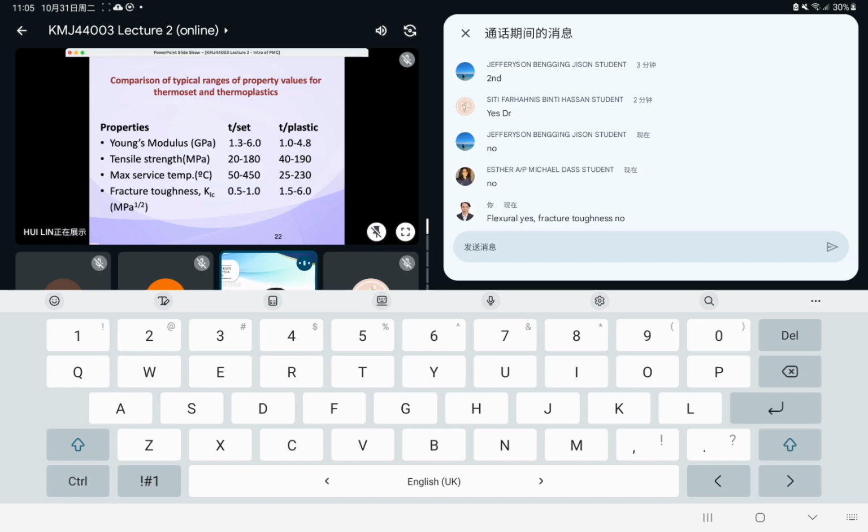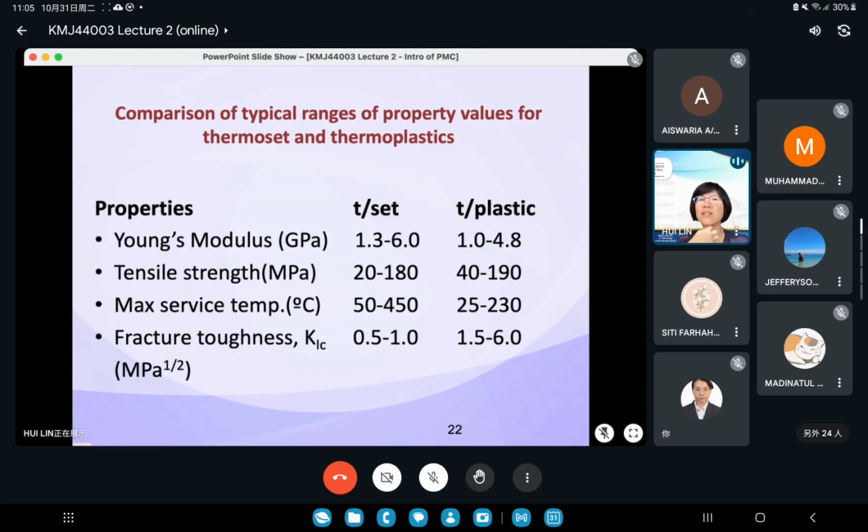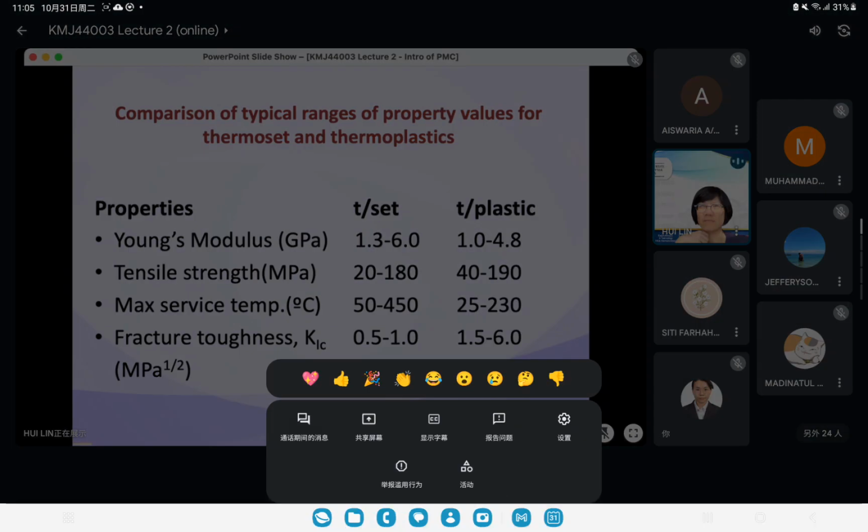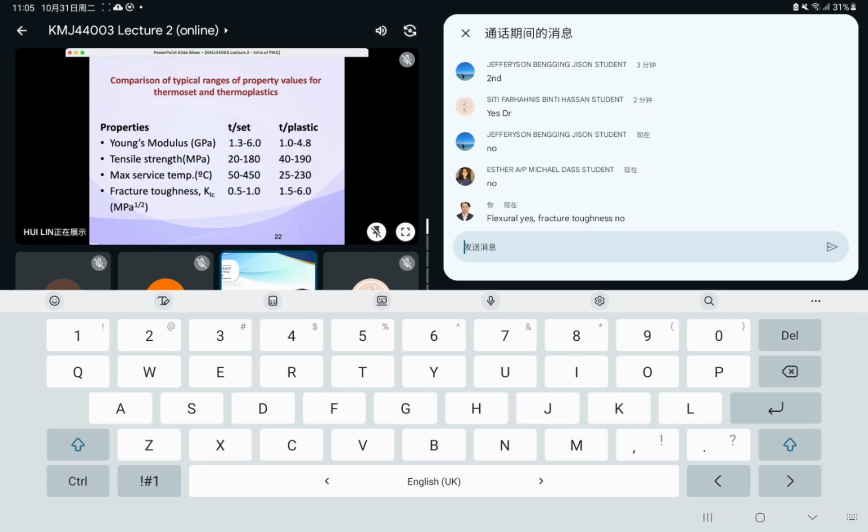Oh, okay. It seems like you learn not much compared to your seniors, because in the past years, your seniors told me that they learn fracture toughness a little bit from Dr. Tan, I think maybe during the third year in the subject with Dr. Tan. It sounds a little bit weird, no? You didn't learn this?